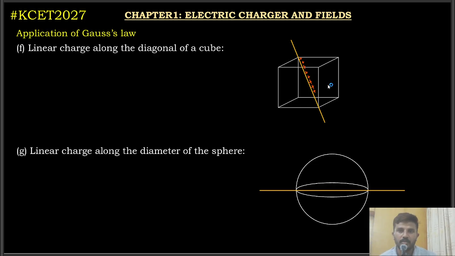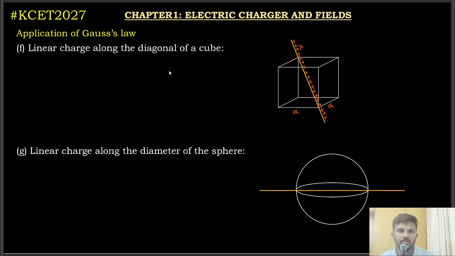Okay, now here we have the linear charge, of infinite length, but this wire has the charge density lambda. So calculate the flux through the cube. For that you just have to calculate the charge enclosed by the cube here. How do you calculate the charge enclosed by the cube?